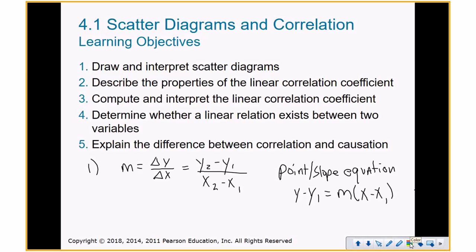Because the slope and the correlation do have an indirect comparison. In other words, they are related. Not by the number, but by just the thinking. The correlation is positive, the slope is positive. The correlation is negative, the slope is negative. That's the relationship that they have.